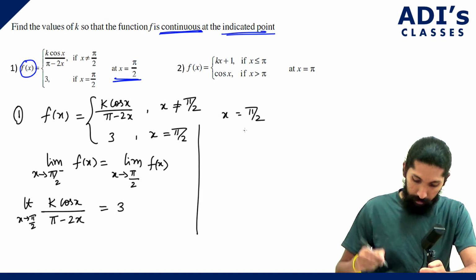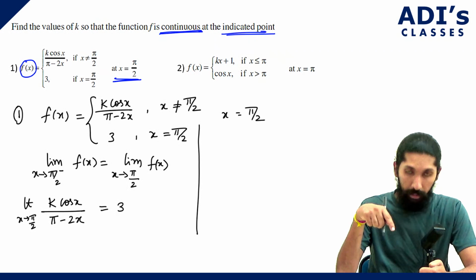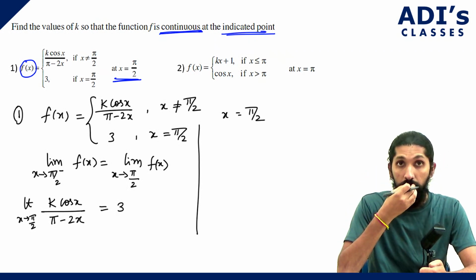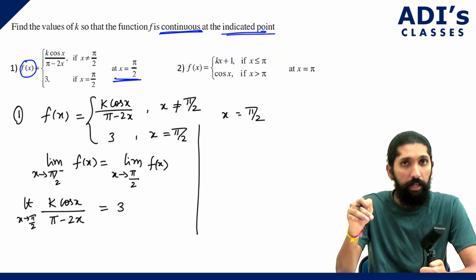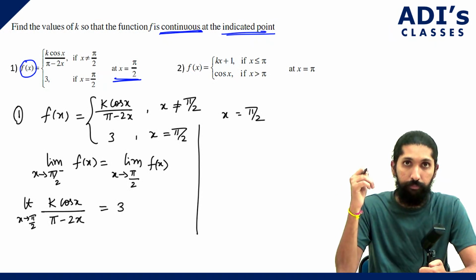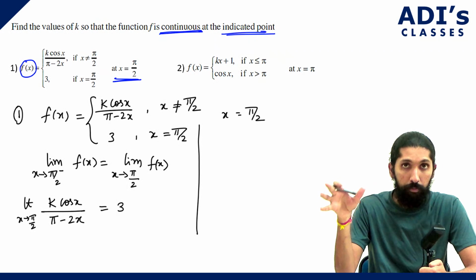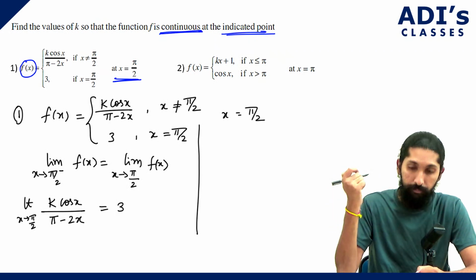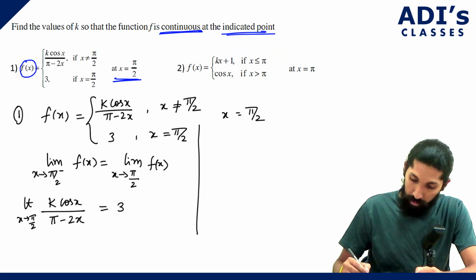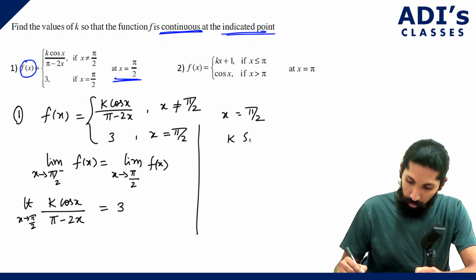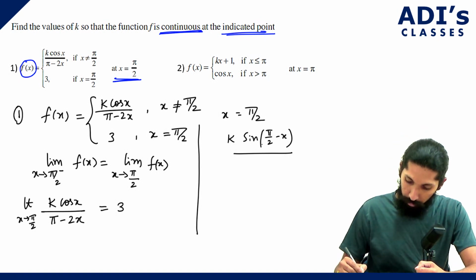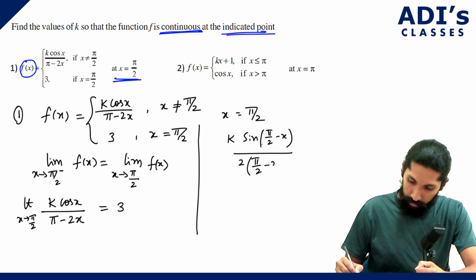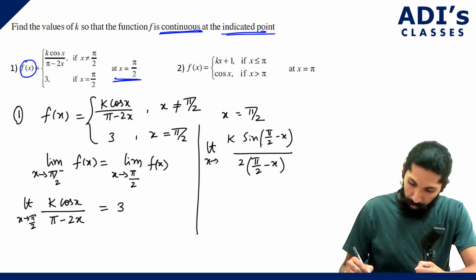So now how do we solve this one? We need to solve limit k cos x by pi minus 2x. Correct? Now we need to solve the limit here. Fine. First, what do we do? You can solve this in multiple ways. All right. Take the cos as sine of pi by 2 minus x. Complementary angle. So the numerator becomes k into sine of pi by 2 minus x divided by, take 2 common in the denominator, 2 into pi by 2 minus x. Limit as x tending to pi by 2.